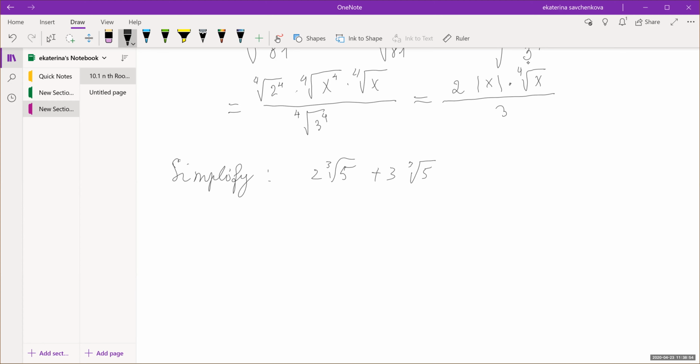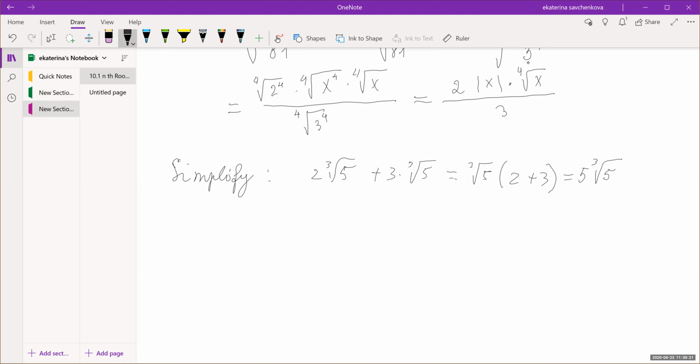Well, how do we simplify this expression? I see that the cubic root of 5 is the same factor here and here, right? I'm going to take it outside of parentheses. What is going to be left in parentheses? 2 from this term and 3 from the second term, which I'm going to add, get 5, and put this 5 in front. Usually, guys, we like to write down roots at the very last in the expression. So it's 5 cubic roots of 5.